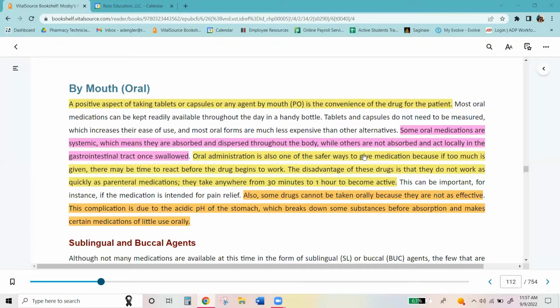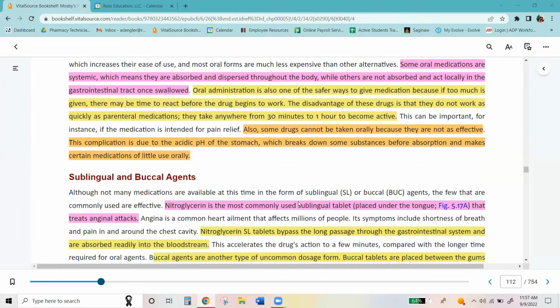The disadvantage of these drugs is that they do not work as quickly as parenteral medications. They can take anywhere from 30 minutes to an hour to become active. This is important, for instance, if the medication is intended for pain relief. Also, some drugs cannot be taken orally because they are not effective because of the acidic pH of our stomach, which we already talked about previously in this chapter.